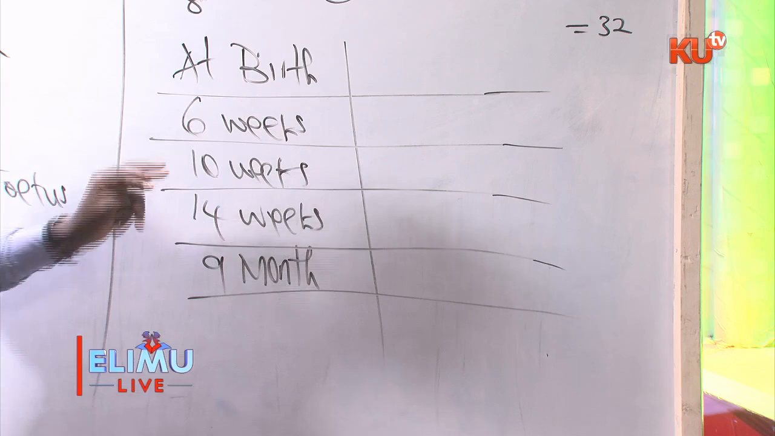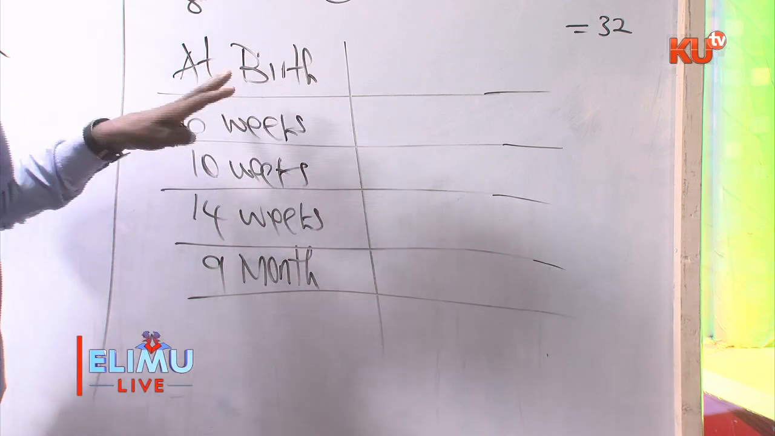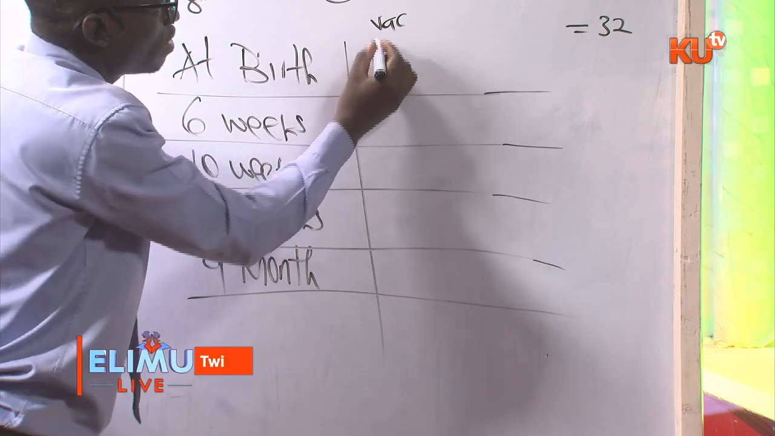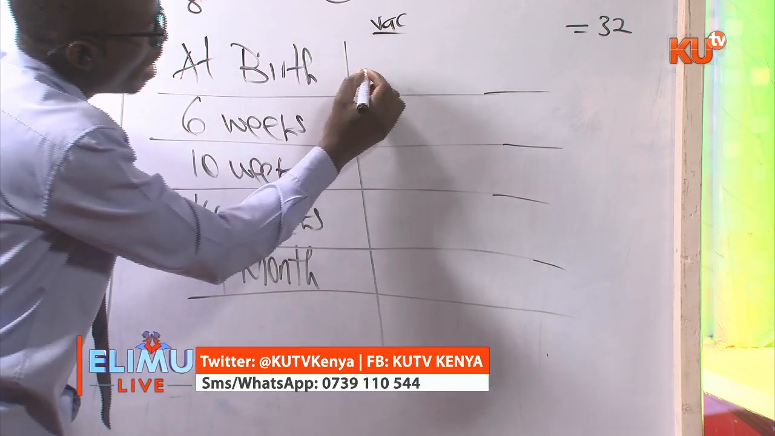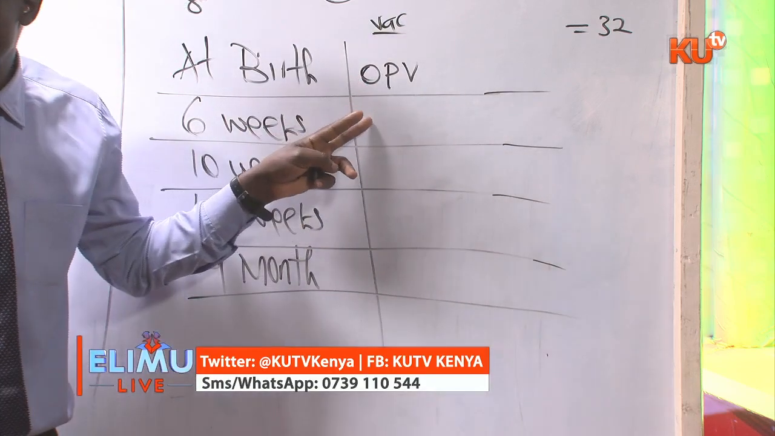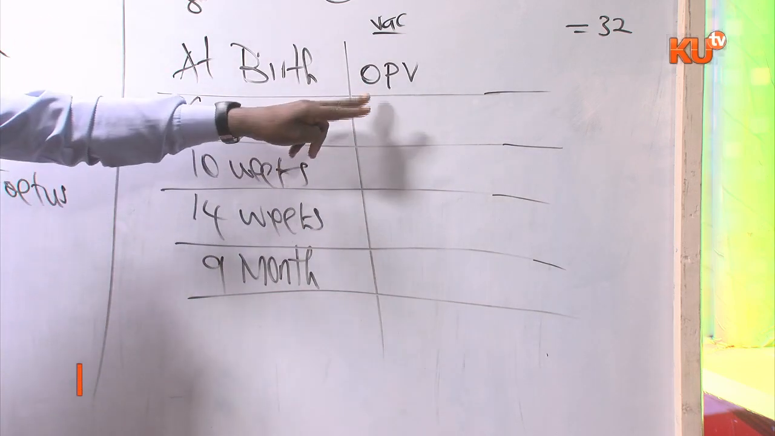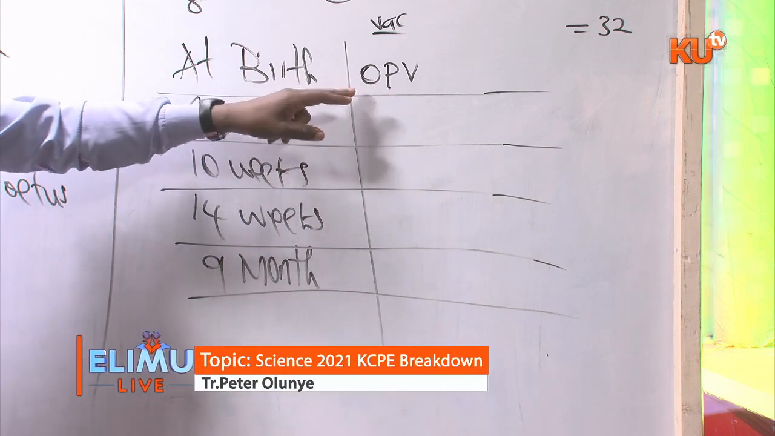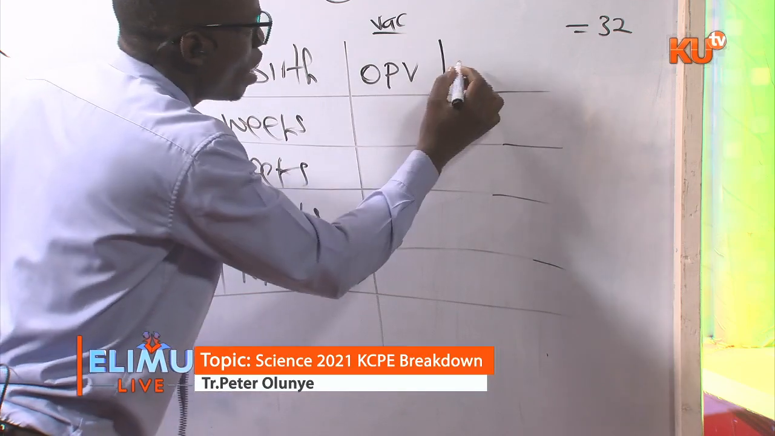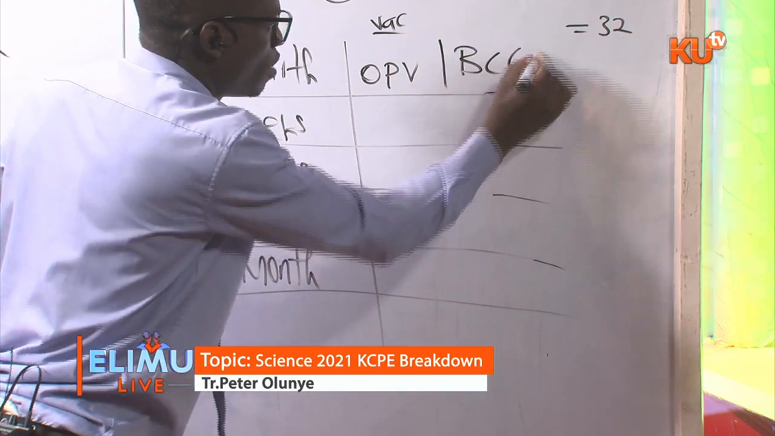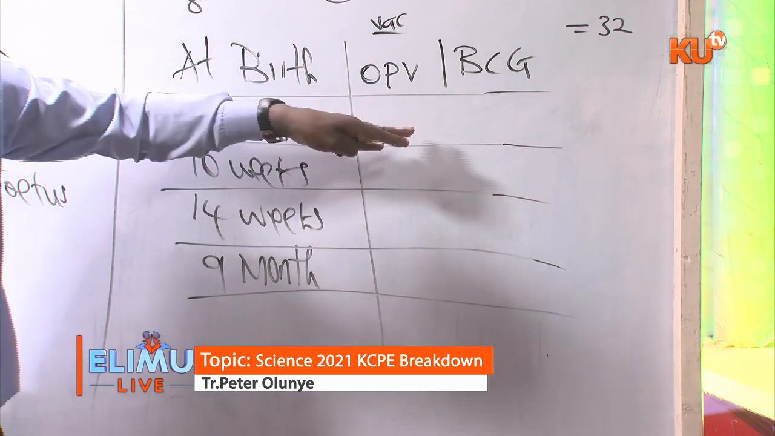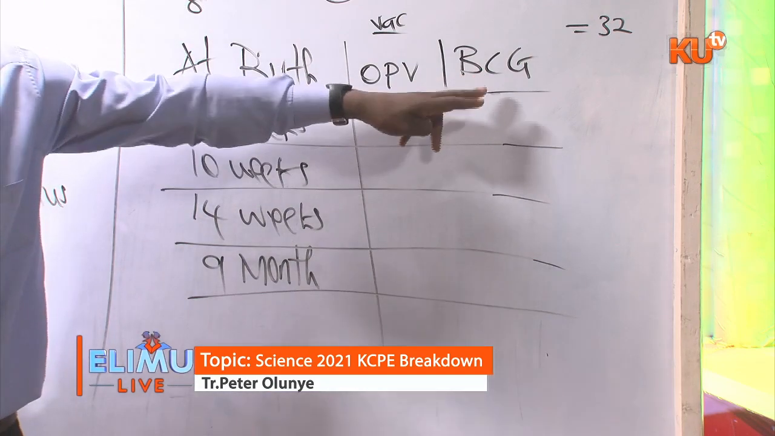Now, we have at birth. What is being vaccinated at birth? So we have the vaccines being given. So we have what is called the OPV. The OPV is a vaccine given to protect you against polio. That's why it's called oral polio vaccine. Then we have the second one, which is the BCG. Now, BCG is a vaccine that is given to protect you against TB.